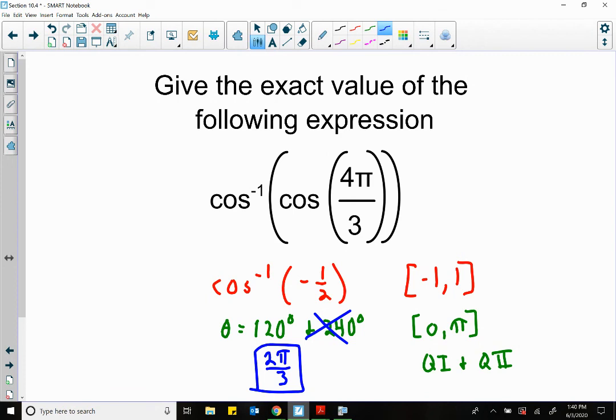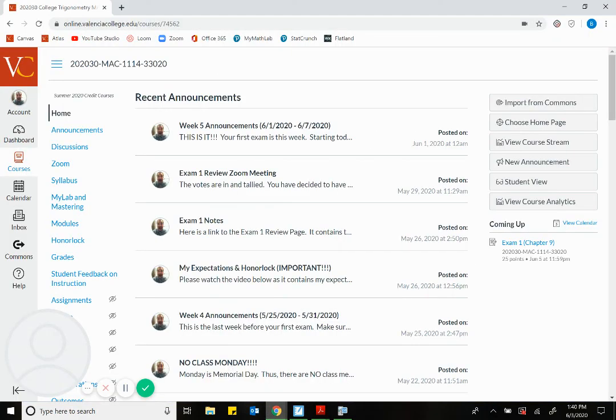And that is section 10.4. All about inverses. Make sure you pay attention to the domain and pay attention to those quadrants. It's super important. Okay? See you next time.